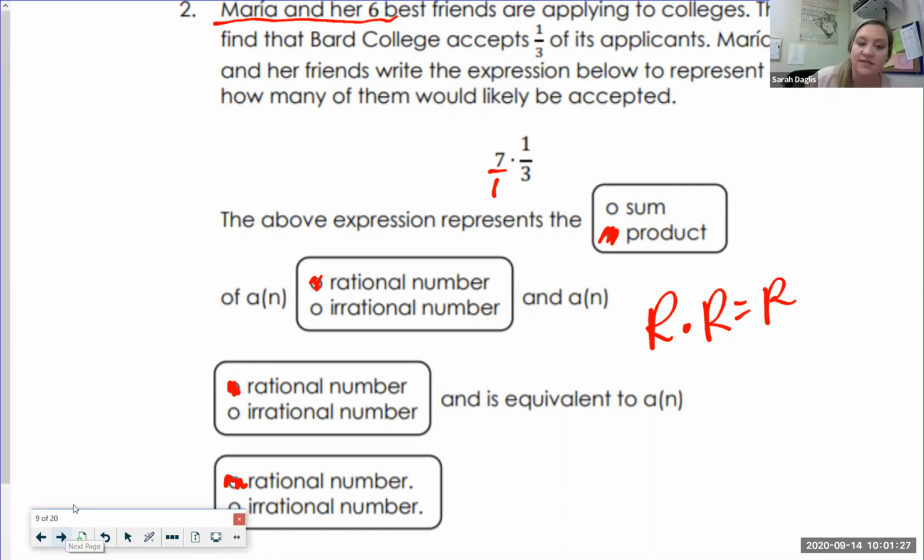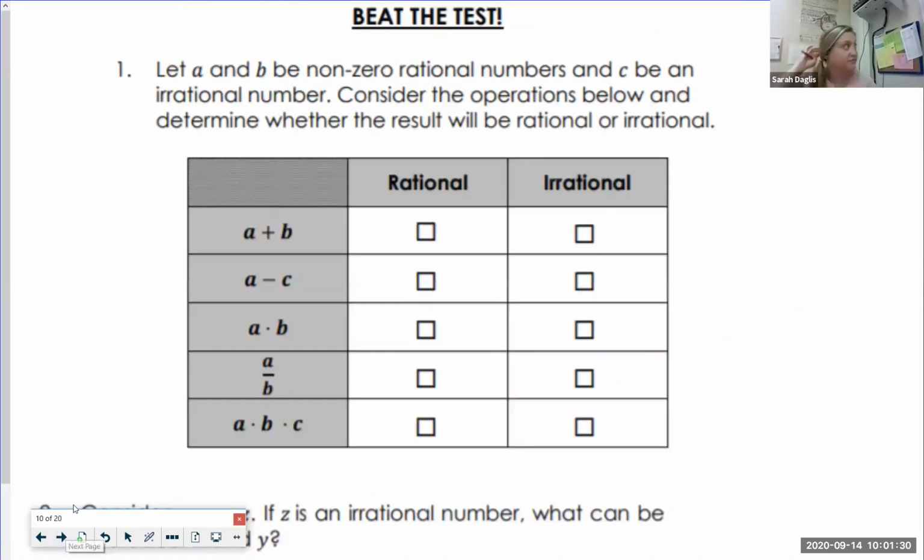All right, we are almost done. I believe we just have these 2 left. All right, let A and B be non-zero rational numbers. Okay, so whenever I see A or B, I know it's a rational number. And C be an irrational number. All right, consider the operations below. So A plus B, well, A and B are both rational numbers, right? So that's the same thing as saying rational plus rational, which we know will give me a rational number.